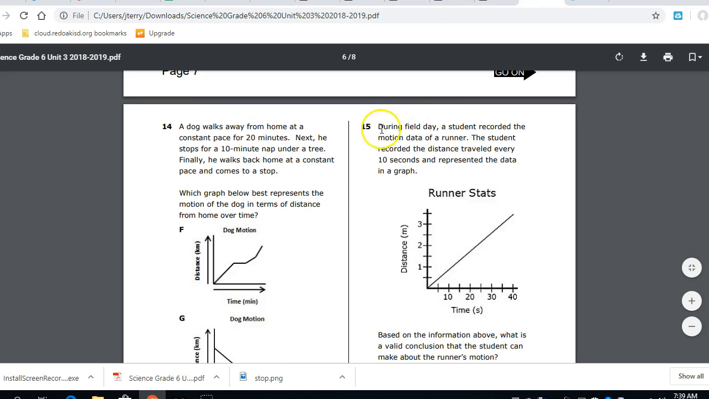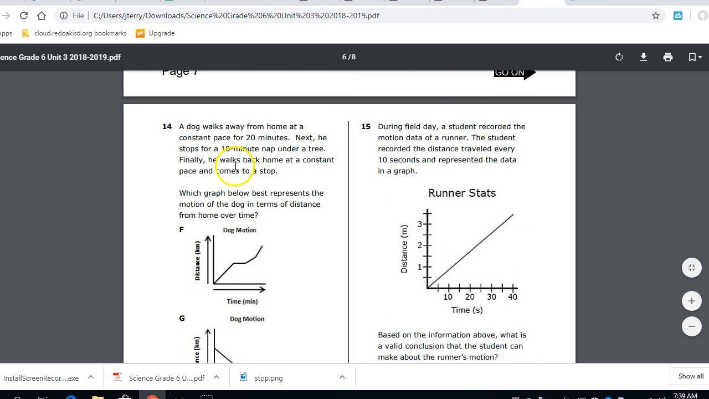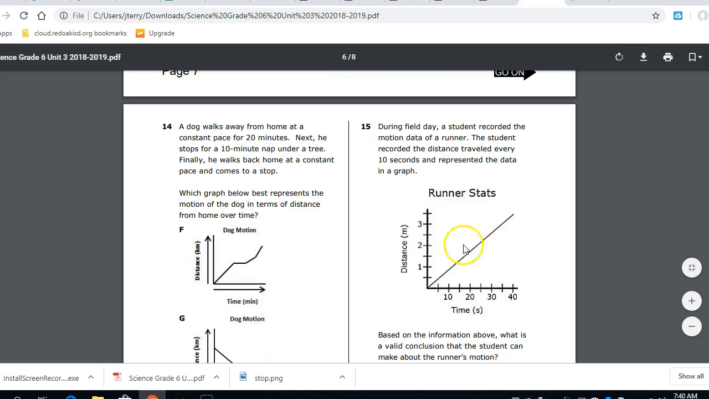Number 15. Make sure you pause the video if you need to go back and look at these graphs or look at your test. Pay attention to number 14. Number 15, during field day, a student recorded the motion data of a runner. The runner recorded the distance traveled every 10 seconds and represented the data in a graph. Based on this above information, what is a valid conclusion? Like, what can you basically decide that the student can make about the runner's motion? Just the runner's motion, got to describe it. What do you see here?